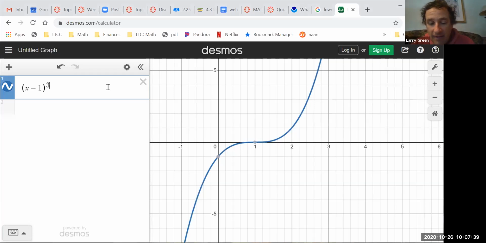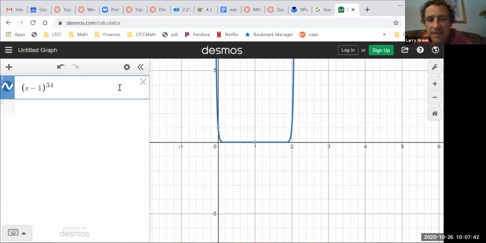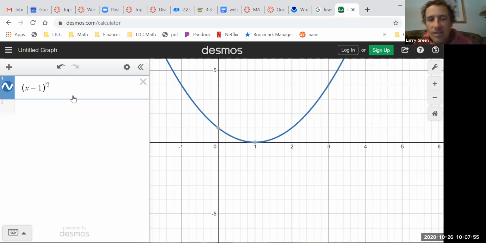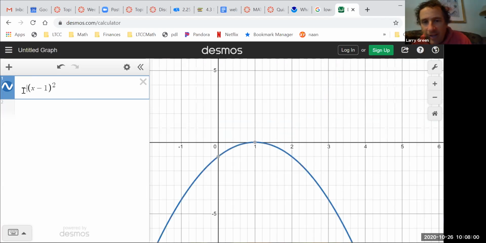On the other hand, if I made it 4th power, whoops, that was 34th. 4th power, there we go. Then you actually do have a minimum. That is the minimum value. Or if you make it the 2nd power, definitely a minimum value. Okay, if you pop a negative in front of it, now it's a maximum, relative maximum. So you may get a max, you may get a min, you also may get neither. But if you have a max or min, you know you have a critical point.